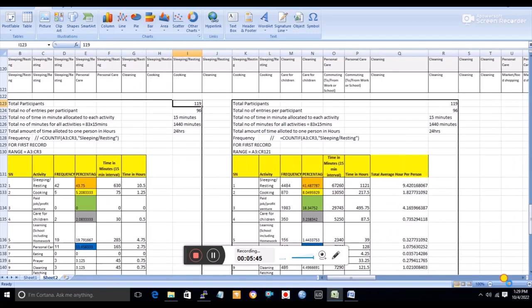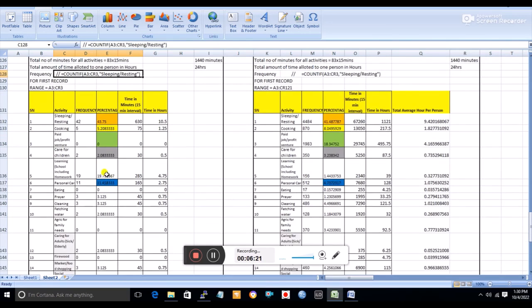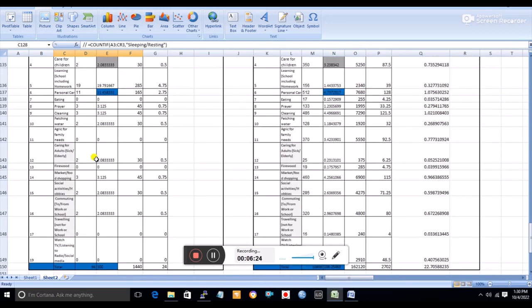It's shown there. Let me increase this so we can see it clearly. The total number of participants is 119. Total number of entries, 96 at 15 minutes each. That will give us 1,440 minutes, which translates to 24 hours. So now here, I also employ the counting function, and I can use that to find out what happens based on the different activities that were identified.